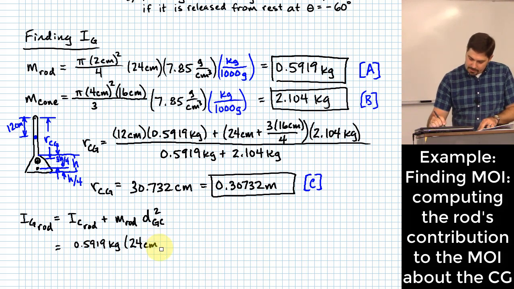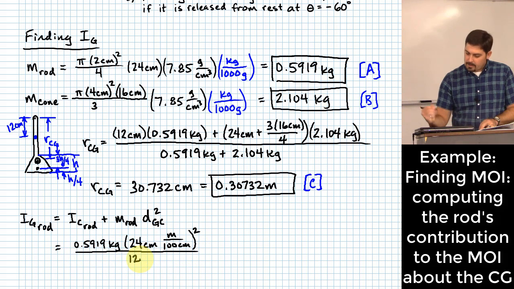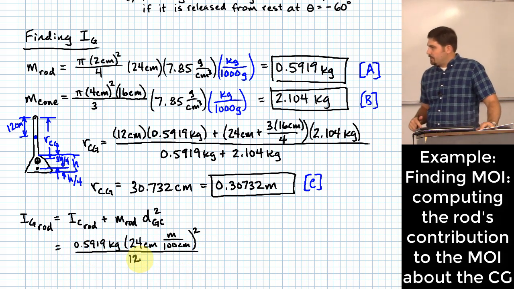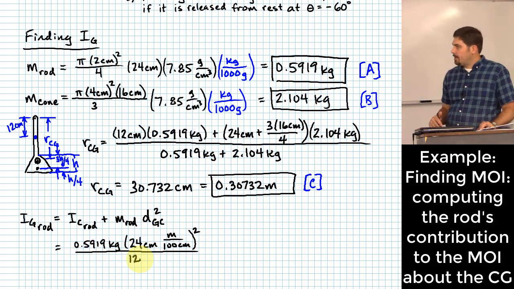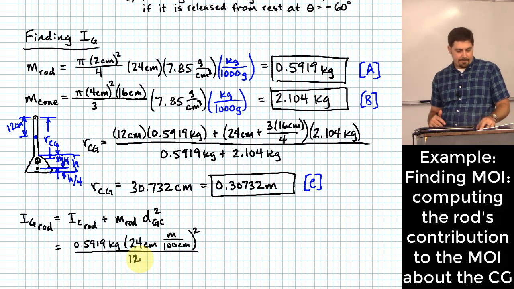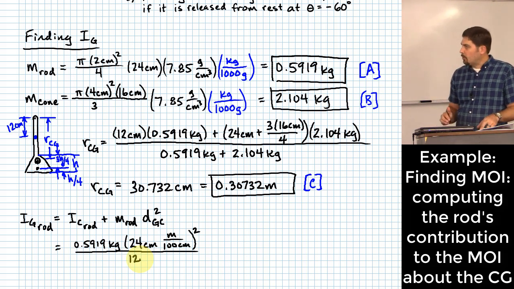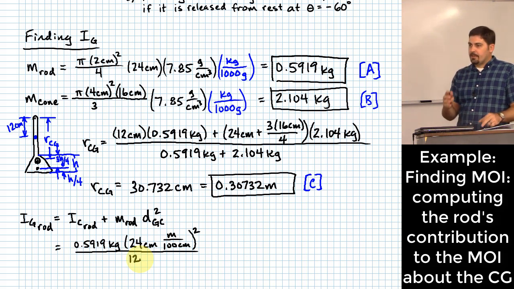So I'll tell you what I'm going to do, because I want this to come out in kind of base units here. Let me take 24 centimeters and multiply it by a meter over 100 centimeters. I'm going to take that and square it, and this is all going to be divided by 12. So far, that is the moment of inertia for the rod about its own center of gravity. That's not really what I want. I want the moment of inertia of the rod about the center of gravity of the composite shape.